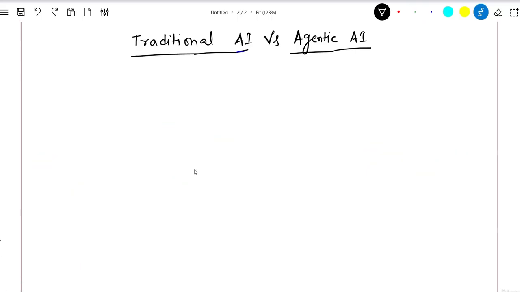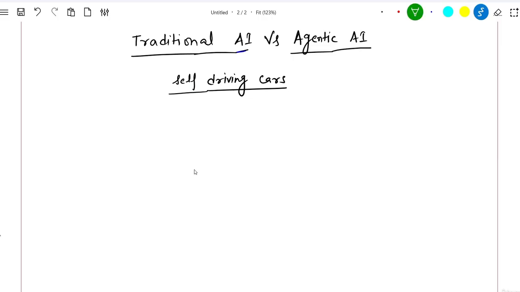Let's try to understand the difference between traditional AI and agentic AI with a real world use case. So we will take an example of self-driving cars. I am taking this example because this can be an example where both types of AI can be used. Okay, so let's try to understand how these two systems will work in different situations.